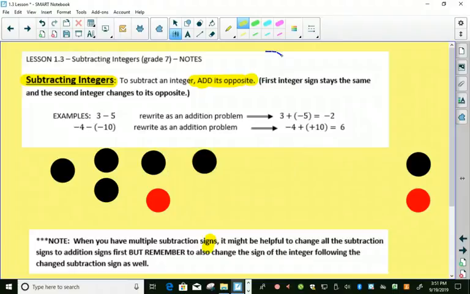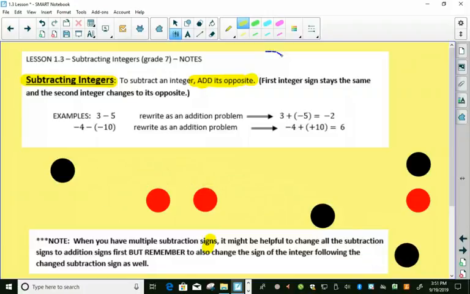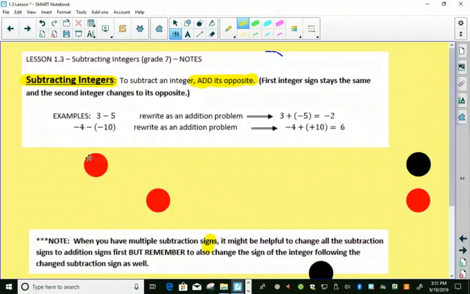I'm going to go ahead and add 1 more black and 1 more red. And now my pile is still worth 3, but I also now have 5 black counters. So I can go ahead and take 5 away. 1, 2, 3, 4, and 5. And I'm left with 2 red. So I know that 3 minus 5 equals negative 2.